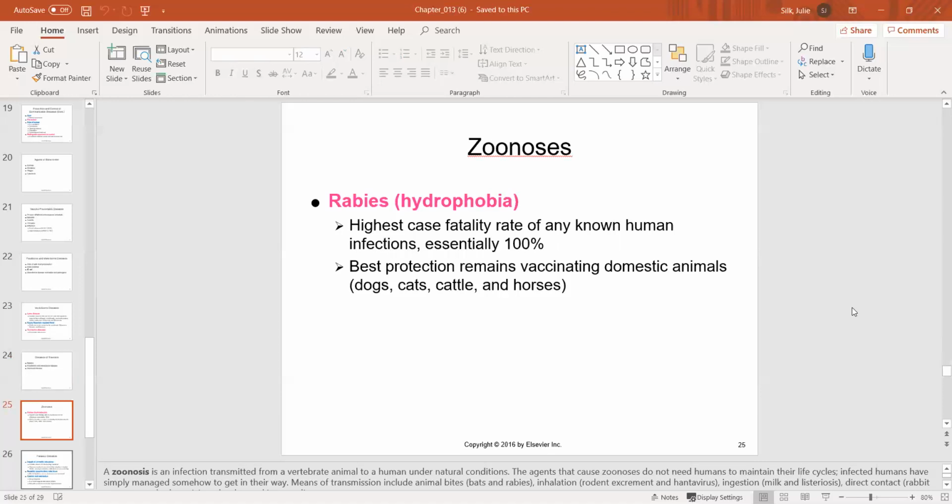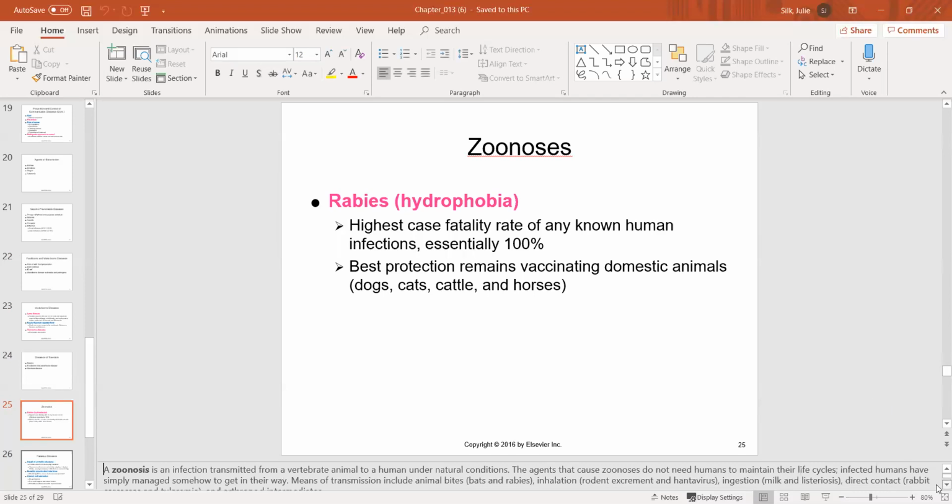So a zoonosis is an infection that's transmitted from a vertebrate animal to a human under natural conditions. The agents that cause zoonosis do not need humans to maintain their life cycles. Infected humans have simply managed somehow to get in their way. The means of transmission include animal bites, like bats and rabies, inhalation, rodent excrement and hantavirus, and then also ingestion, like through milk or something else.